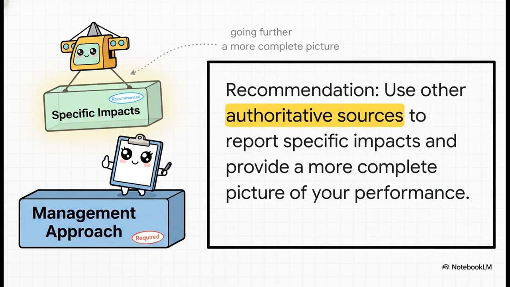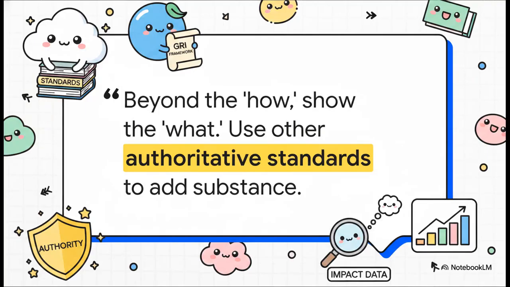But to give a truly complete picture, GRI recommends you go one step further. See, it's not enough to just say how you manage an issue. You also need to report on the actual impacts. Think of it this way. Disclosure 3.3 covers the how, your management process. To cover the what, the actual performance and data, GRI encourages you to look to other respected sources. So for cybersecurity, you might pull in disclosures from the NIST cybersecurity framework. Using established frameworks like that adds a ton of substance and credibility to your report.